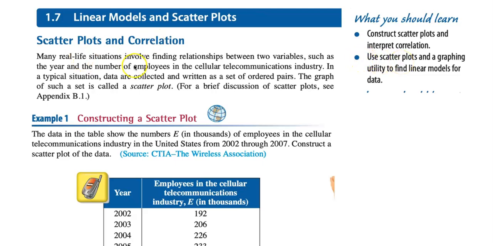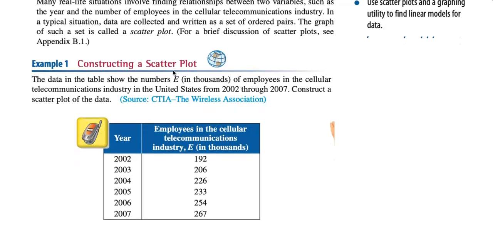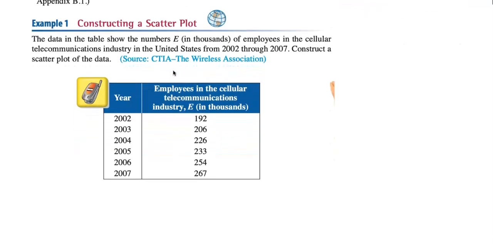A scatter plot is just a way to display data, right? In many real life situations, you usually have a relationship between two variables, such as a year and the number of employees that the telecommunications industry is given here. And you're just going to put one for X, one for Y, and plot it and see what that tells you. That's what we're going to do here. That plot is called a scatter plot, and we like to do it with the calculator. We can do it by hand also, but let's do an example here.